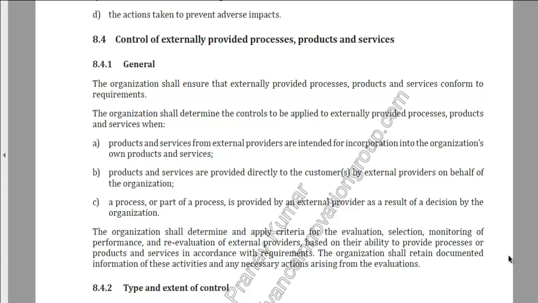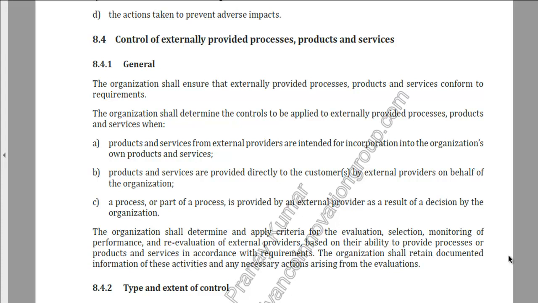Condition 2, product or service are provided directly to the customer. So your entire business process has been outsourced to an external provider. Most companies like Coca-Cola and Pepsi do not have their own bottling plants. They have outsourced their bottling units to external providers, and these external providers in turn produce those drinks, and they are the ones responsible for handing it over to the customer, the end user.